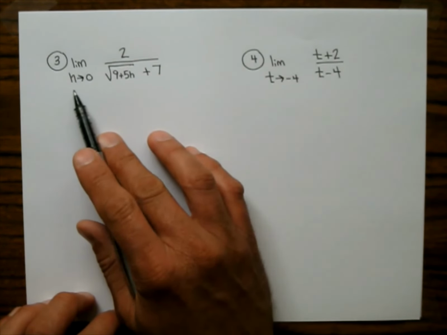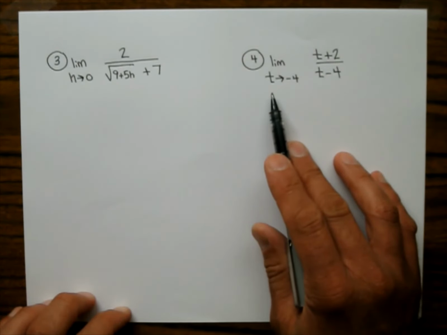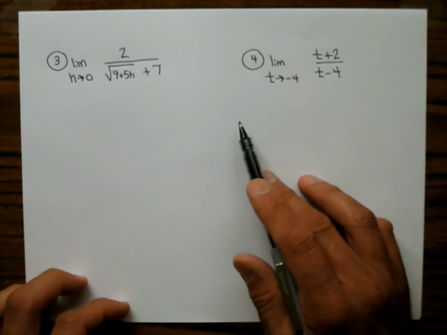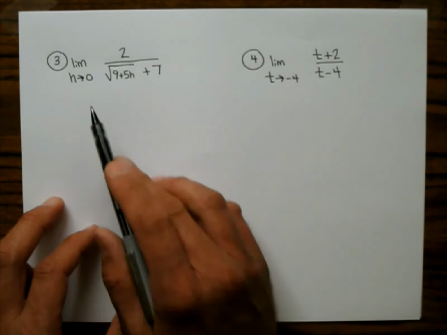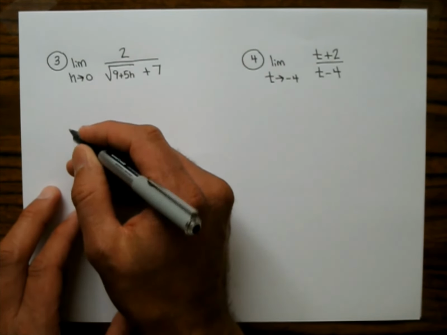Now look, the letter can be different than x. So here it's H and over here it's T. So in your homework sometimes they'll put different letters in there. The most common letter is X when you're looking at calculus books. I'm going to put h equals 0 in there and see what happens. So I'm doing a substitution.